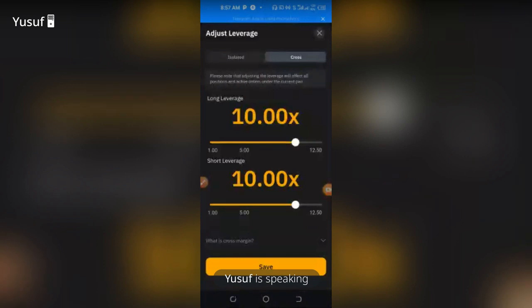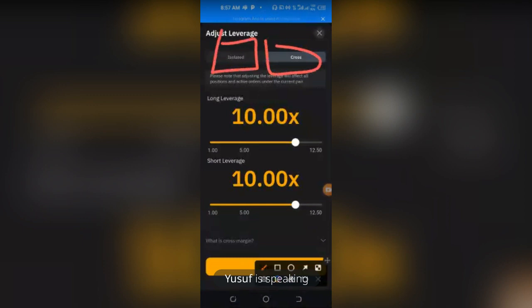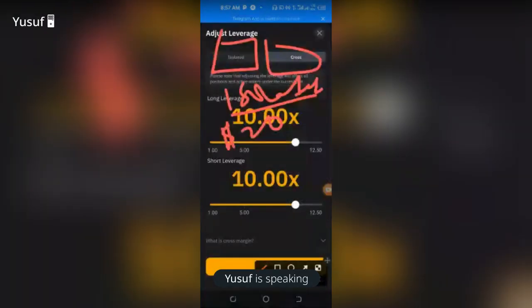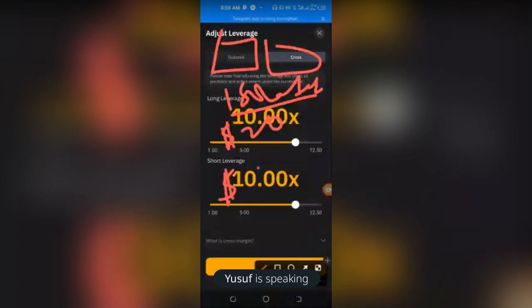And you will choose if you want to use cross or isolated. Let me quickly explain the difference between these two. Isolated means that I have $20. In isolated mode, when I enter the market with $5, the balance remaining in my account will be $15.